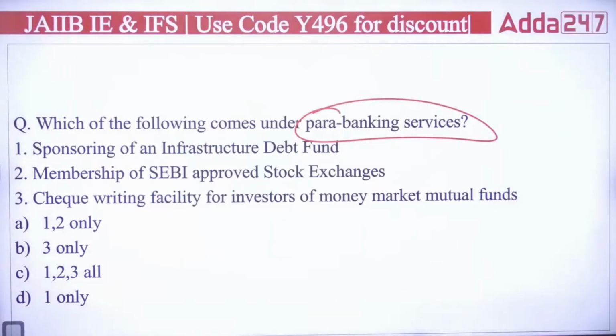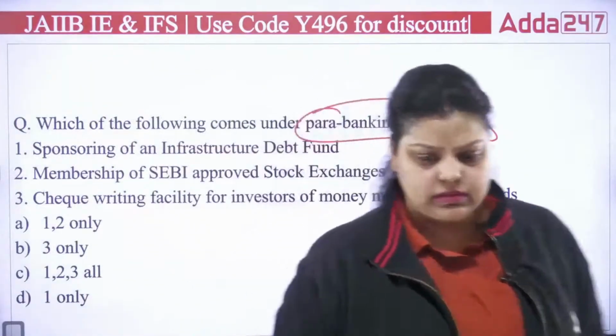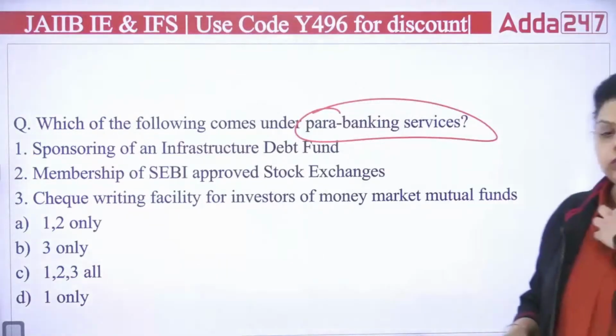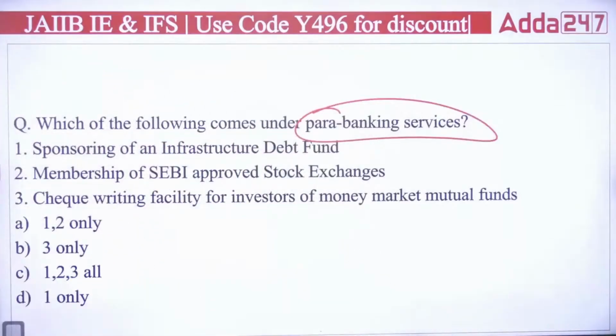A, sponsoring of an infrastructure debt fund; B, membership of a SEBI approved stock exchange; C, check writing facility for investors of money market mutual funds. A, B, C or D? Only 3 it is. B. Only the third option comes under the para banking service.